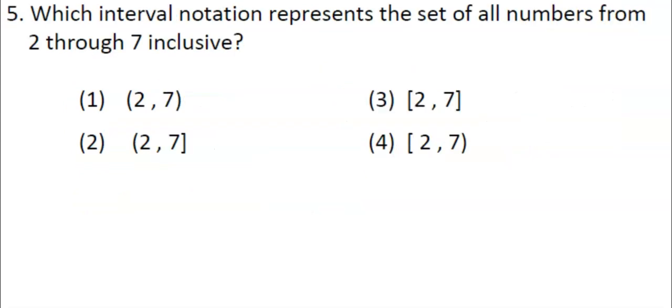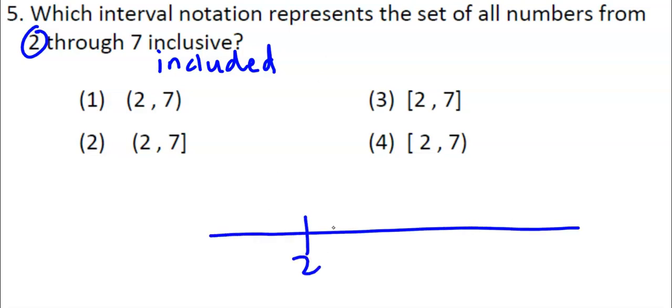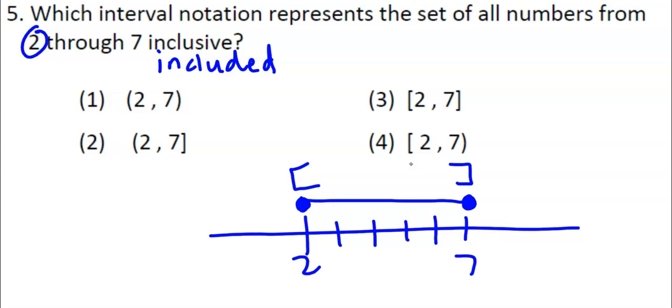Number 5. Which interval notation represents the set of all numbers from 2 to 7 inclusive? Inclusive means to include. So that means that 2 is included in the solution and 7 is included in the solution. So if I had a graph, 2, 3, 4, 5, 6, 7, then that means that this is solid because it's included, and this is solid because it's included. So that means I need 2 brackets.